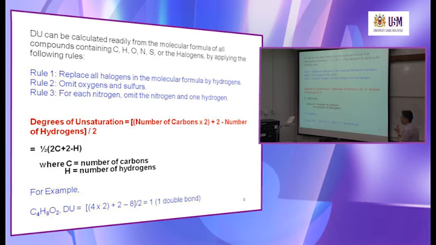Take for example this molecular formula, C4H8O2. How many C are there? 4. How many H? 8. You have 2 O, but you do not consider the number of O in your calculation. So you replace in your formula: 2C, C is 4, 2 times 4, plus 2, minus 8, which is the number of hydrogen. Total of this divided by 2, you will get a degree of unsaturation of 1. What does it indicate? It might contain a C=C double bond, or it might contain a C=O double bond. Which one is more likely? Maybe C=O in this case, because you have O2 there.